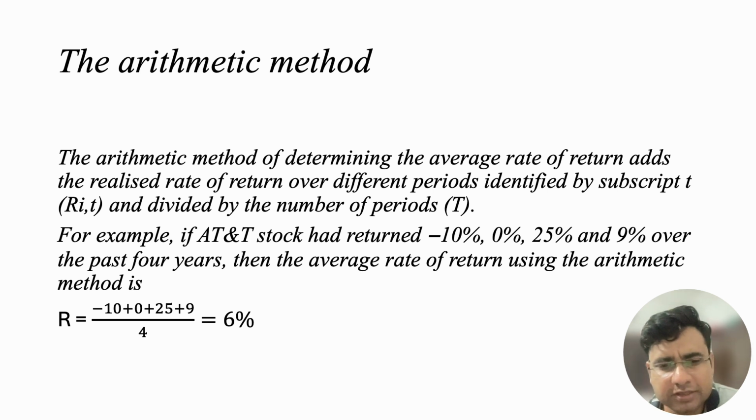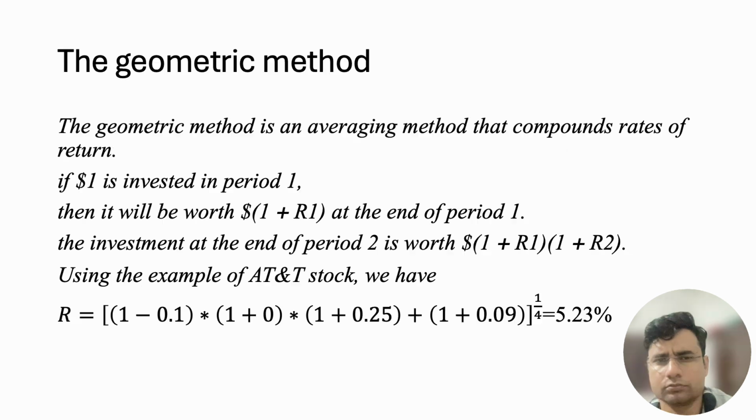So, for example, in this example of AT&T stock, where the 4 yearly returns on the stock are given as 10%, minus 10%, 0%, 25%, and 9%. In order to calculate the arithmetic average, we simply add these returns and divide by the total number of periods, which is 4, and finally we get the return as 6%.